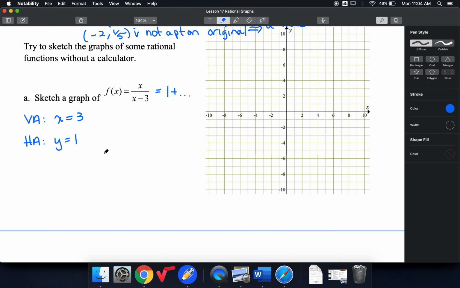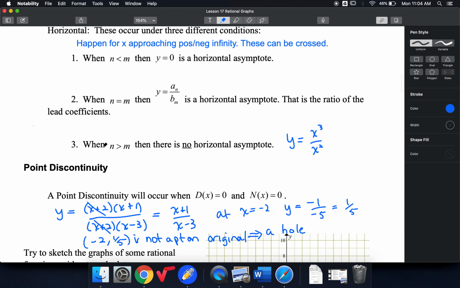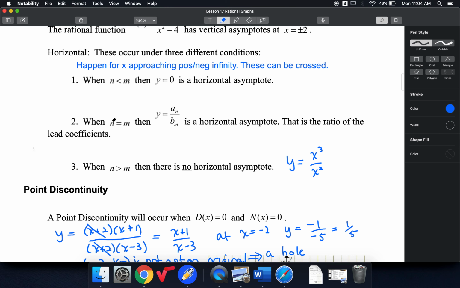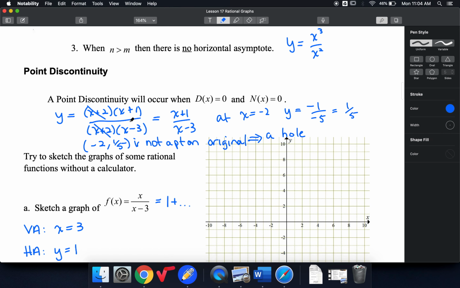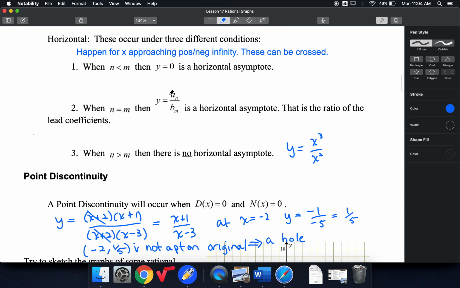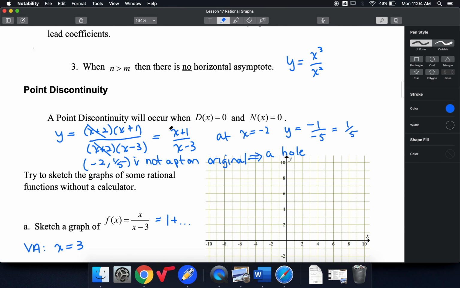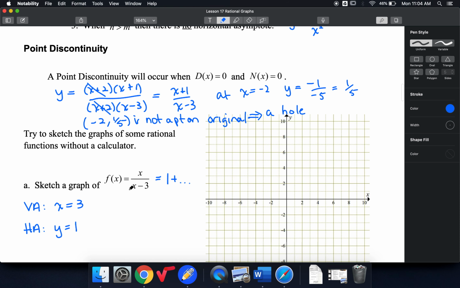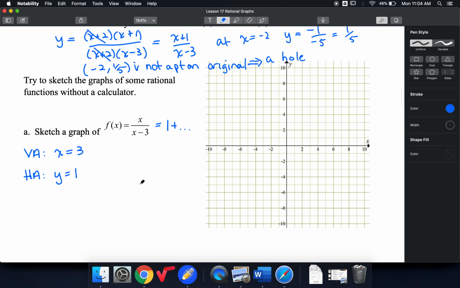If I go back to what we just talked about up here, I see that my powers are the same. I have a power of 1, power of 1. So this tells me that y equals the ratio of coefficients. So y equals 1 over 1 is my horizontal asymptote. So that's the other way I can see that. I know there's no point discontinuities because nothing is being canceled out.